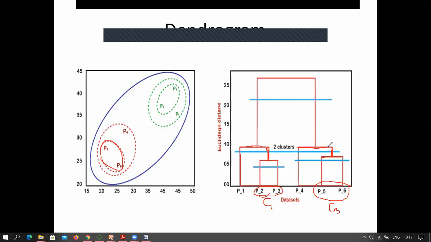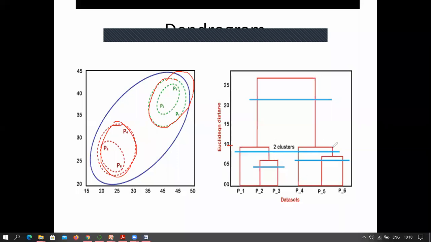Is it okay? After this step, when you combine this one and this one, how many clusters were there? 2 clusters. And how can you find out from this dendrogram how many clusters there are? You can see at this step, how many rectangles are there?